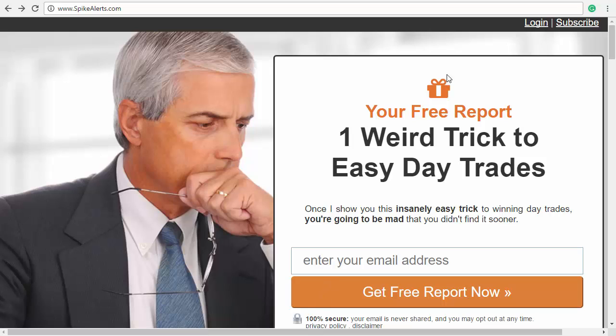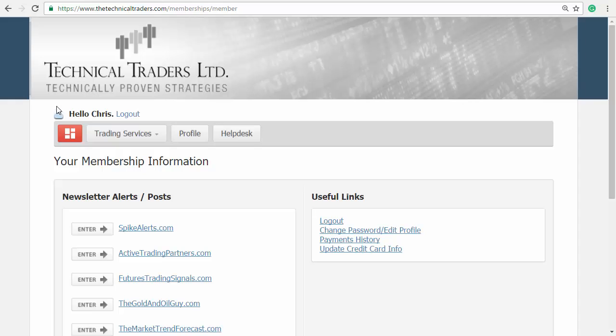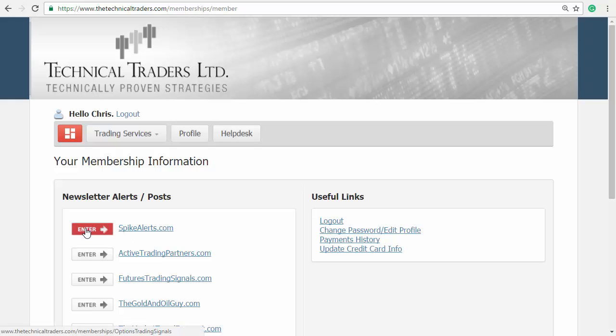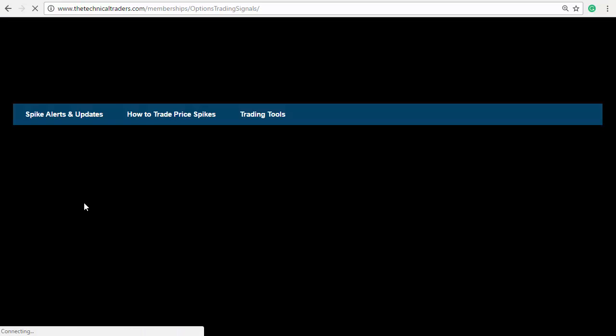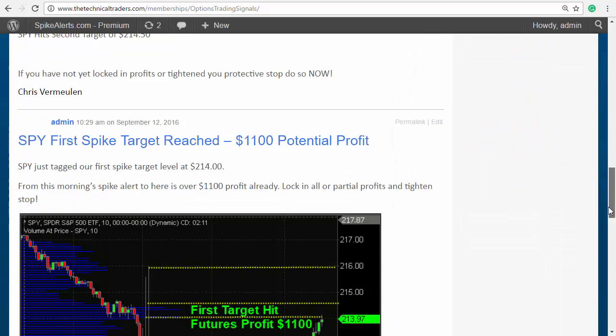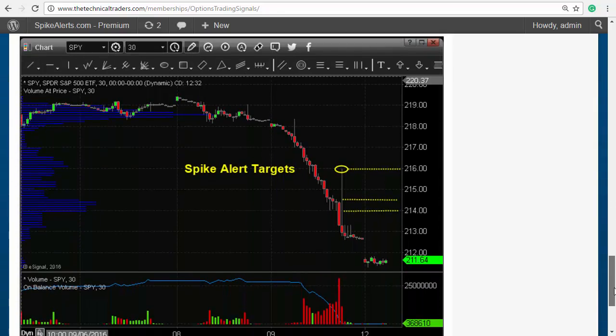So as a subscriber to the service, you'll see in the top right-hand corner the login button, and it'll take you into the Technical Traders, which is our platform. It'll show any subscriptions that you have there. You'll see here at the top, spikealerts.com. You'll enter the members area. As a member, you have access to all the past trade alerts. You can see all the recent charts and updates.